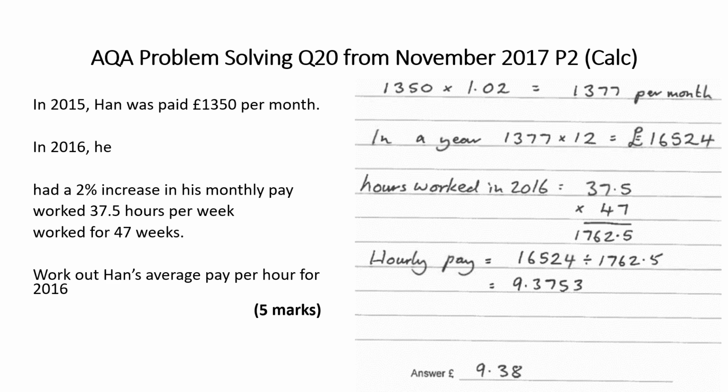Here is the exam board way. So they did this the same as I've just shown you there, but what they did was they took the weekly hours and they multiplied them by 47. So this is the hours worked in 2016, and then they just divided the yearly salary by that instead, which is perfectly fine. Either way is okay.